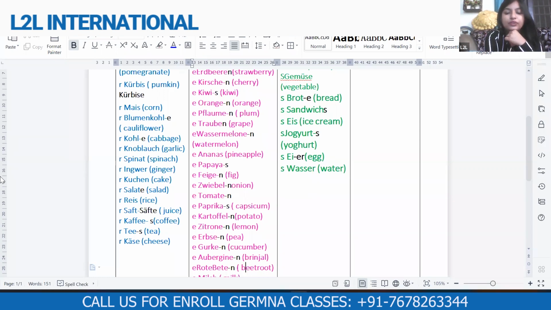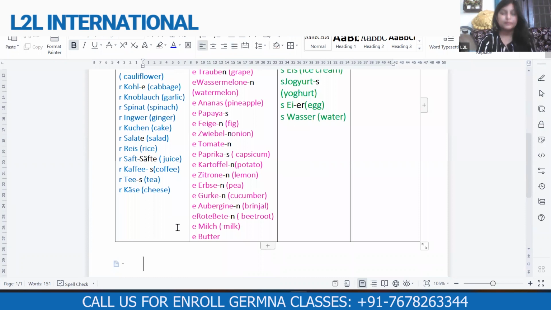Lesen Sie laut vor. Die Paprika, die Paprikas. Die Kartoffeln. Die Zitrone, die Zitronen. Ja, richtig. Paprika, Paprikas, Kartoffeln, and Zitronen. Zitronen. Ja, richtig.